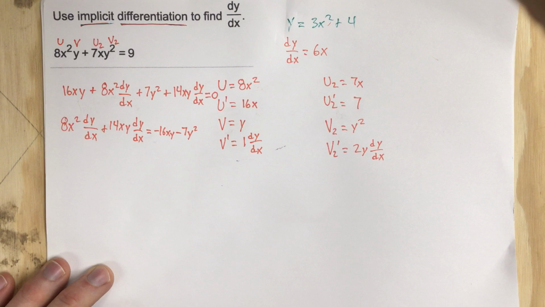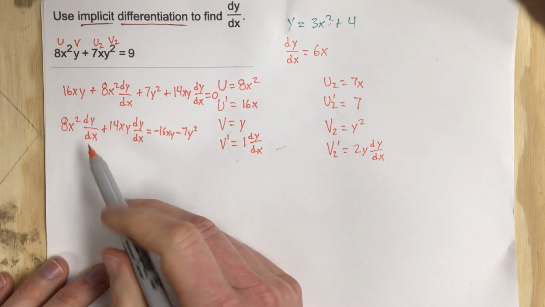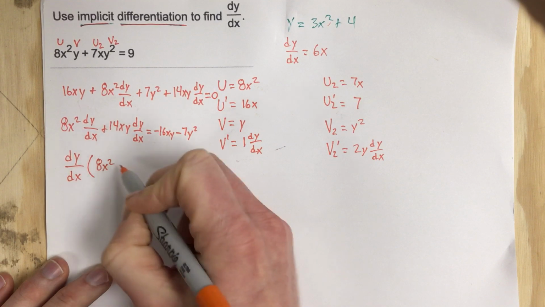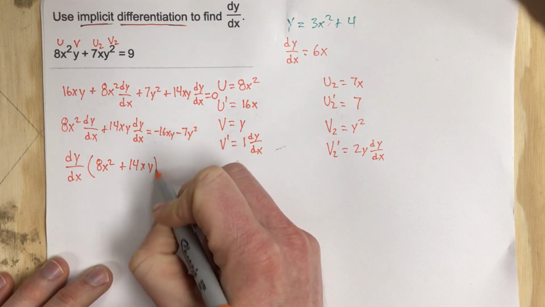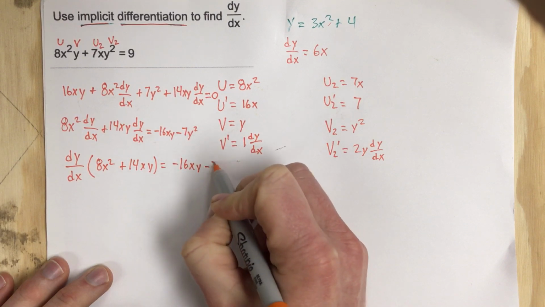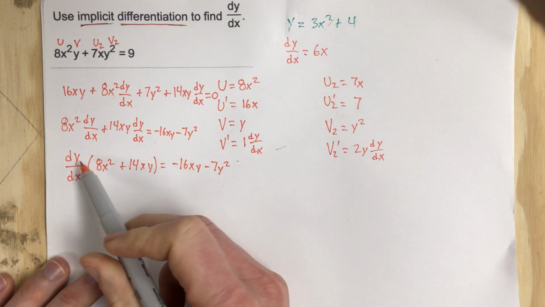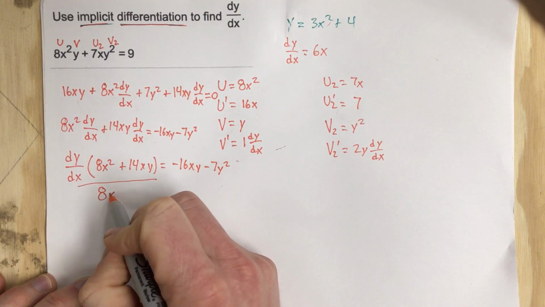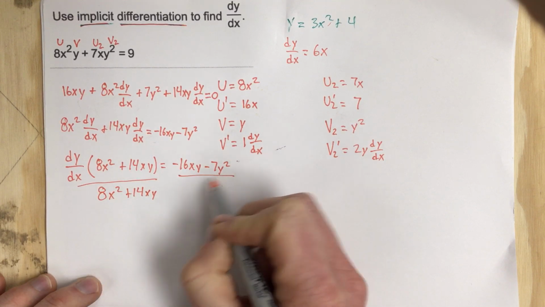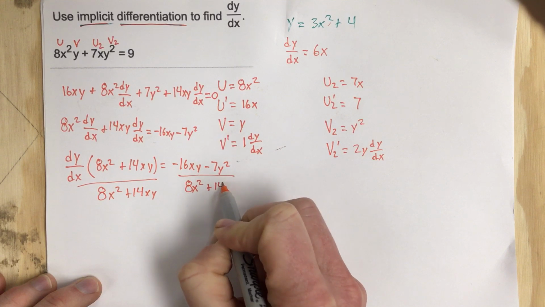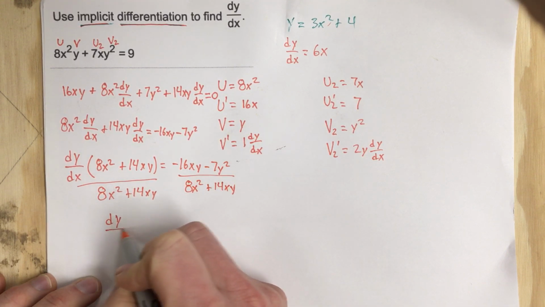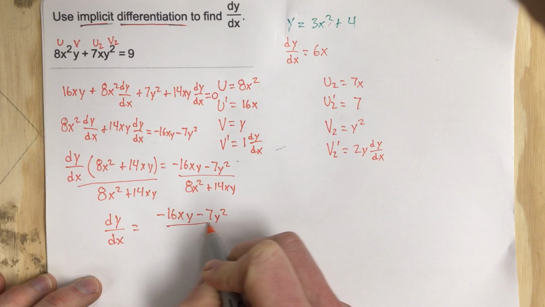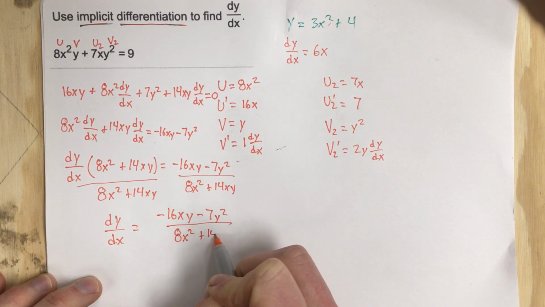So now I'm going to factor out dy over dx. When I factor out dy over dx, I end up with dy over dx, and inside the parentheses, I have 8x squared plus 14xy, equals negative 16xy minus 7y squared. So now I've got to get dy over dx by itself, so I divide by the 8x squared plus 14xy. And so I divide on each side. And I end up with my derivative of y with respect to x is equal to negative 16xy minus 7y squared all over 8x squared plus 14xy.